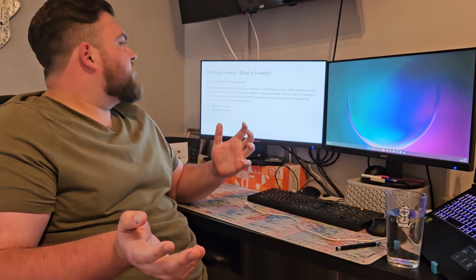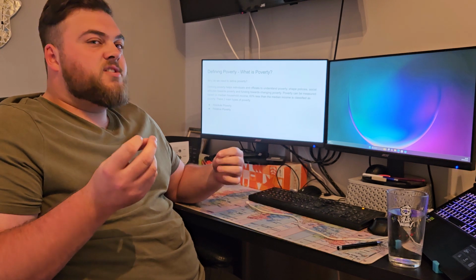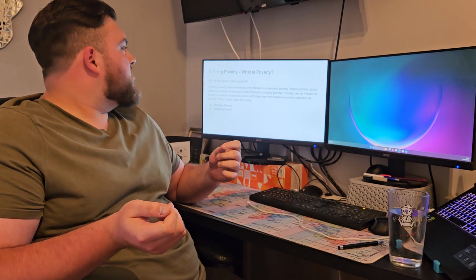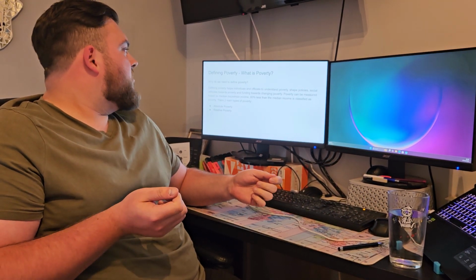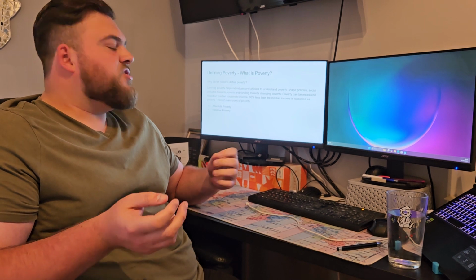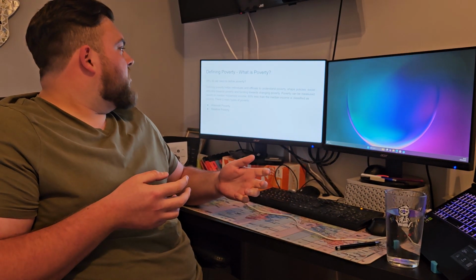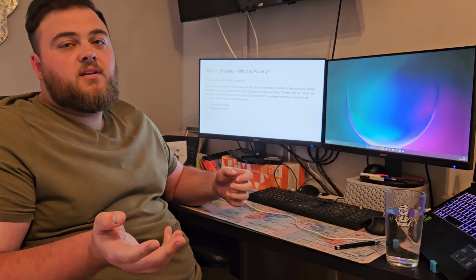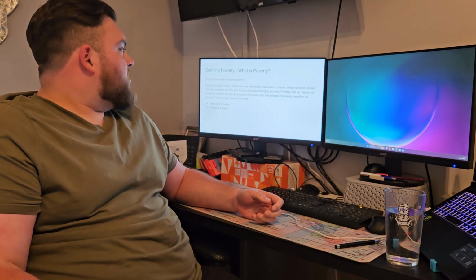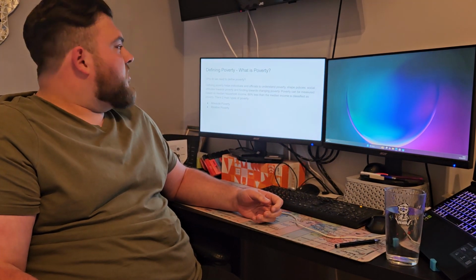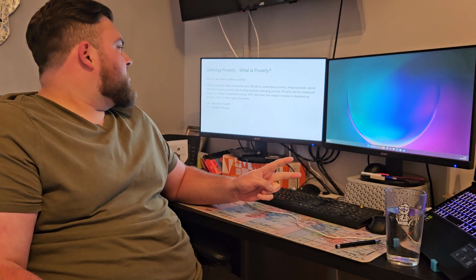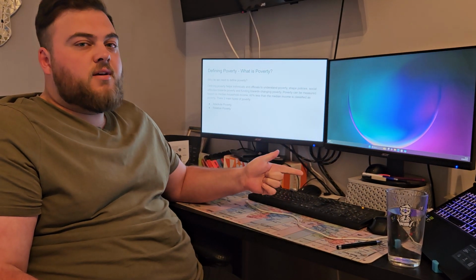Defining poverty helps individuals and officials to understand poverty, shape policies, social attitudes towards poverty and funding towards changing poverty. Poverty can be measured based on median household income, so 6% less than the median income is classified as poverty. There are two main types of poverty.